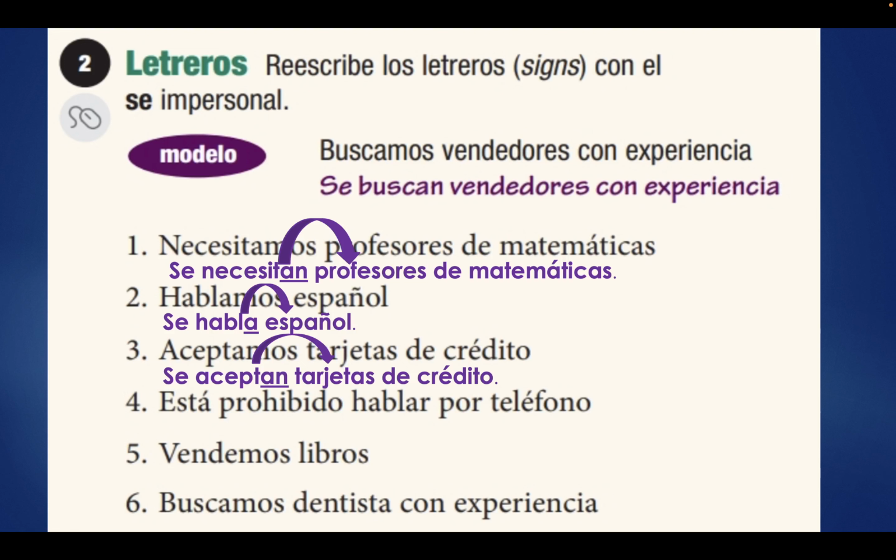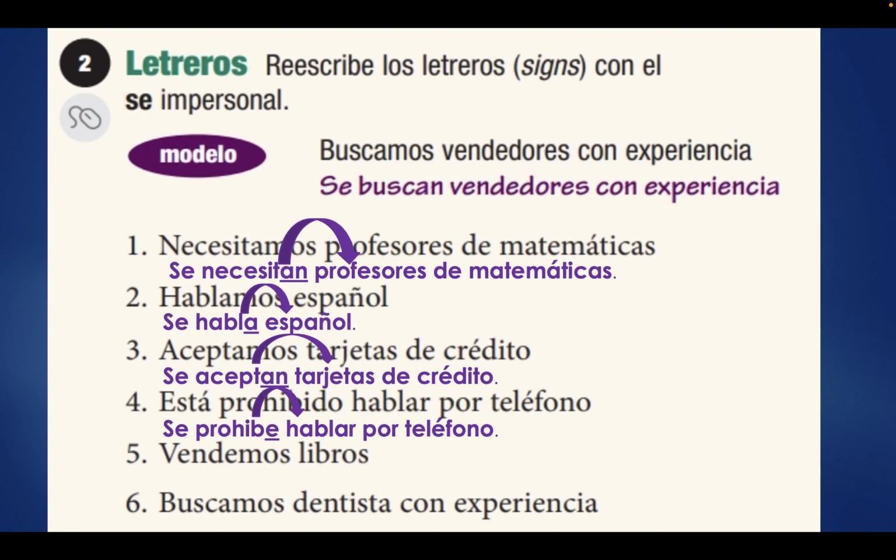Okay, número 4. Está prohibido hablar por teléfono. So talking on the phone is prohibited. Está prohibido. So we can take the verb to prohibit, prohibir, and say that talking on the phone is prohibited. Se prohíbe, from the verb prohibir, se prohíbe hablar por teléfono.